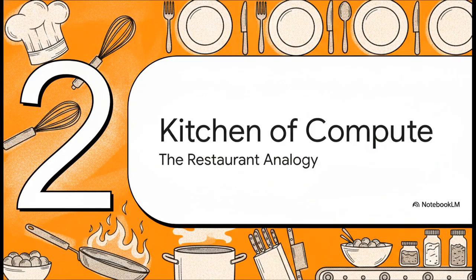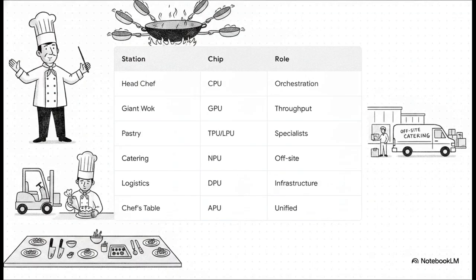Every single architecture we're going to look at today was engineered to solve this exact problem in completely different, hyper-specialized ways. To really wrap our heads around these 7 distinct architectures, let's use an analogy. Let's step inside a bustling, high-end restaurant kitchen. Think about it like this. Your CPU is the head chef, coordinating the whole flow. The giant wok? That's your GPU, processing 12 pans simultaneously. Then you've got your rigid pastry specialists doing one precise thing perfectly. Those are your TPUs and LPUs.